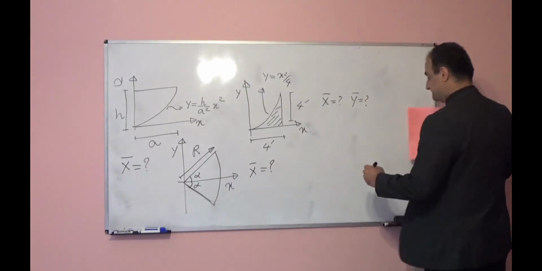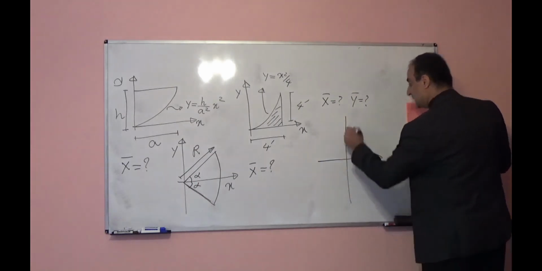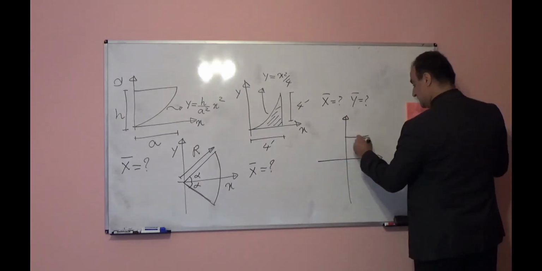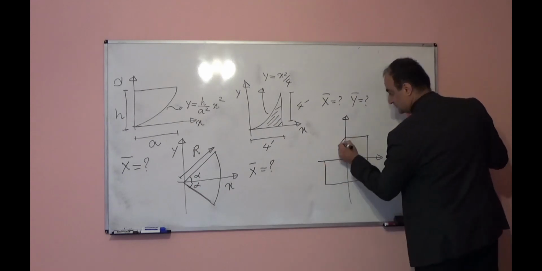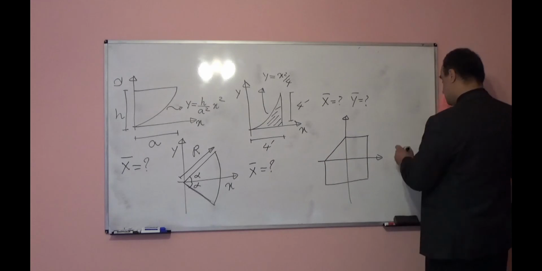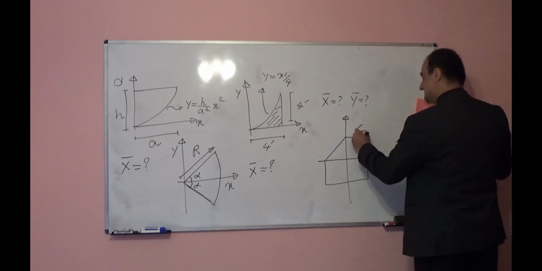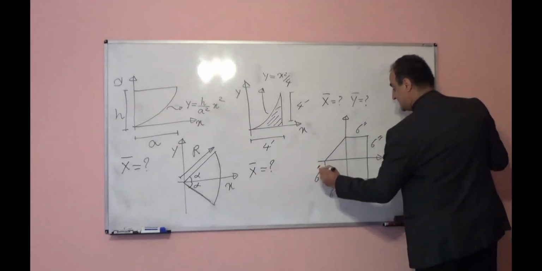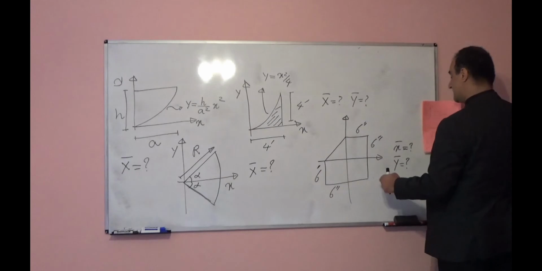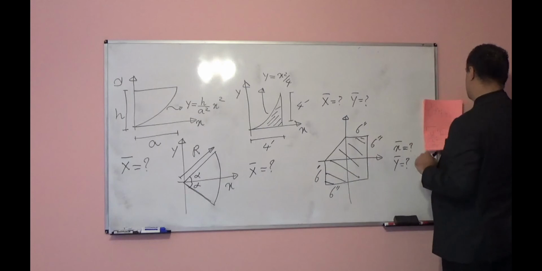Another one, you have x and y direction for this shape. Find the centroid, x bar and y bar. 6 inch, 6 inch, 6 inch, 6 inch. So the entire width is 12 inch, and the shape is like this. Find the centroid.